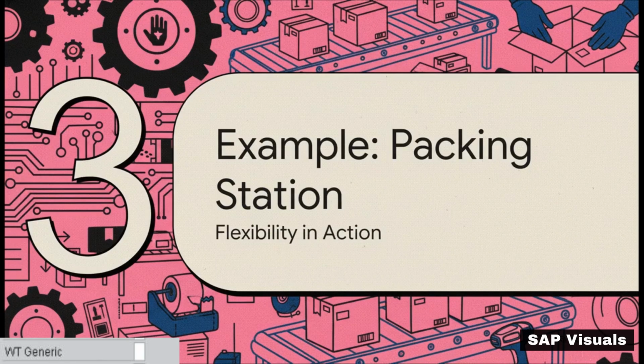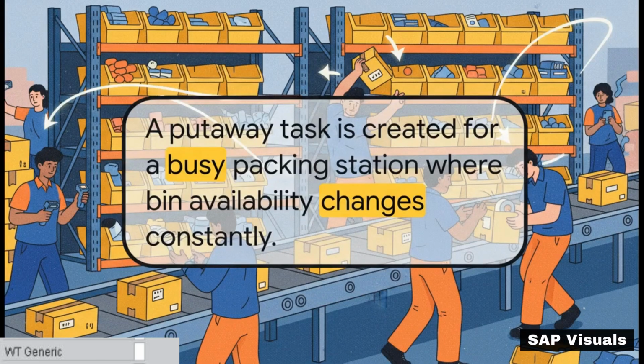Theory is great and all, but let's see how this actually works in a real-world scenario. We're going to look at one of the busiest, most dynamic, and sometimes chaotic areas in any warehouse, the packing station. So picture a put-away task that's headed for a packing station. Things are moving like crazy over there. Bins are constantly being filled up and emptied out. Trying to have a central system assign a specific destination bin, even just moments ahead of time, is pretty much a recipe for failure. Why? Because that information is probably going to be outdated by the time the operator actually gets there.